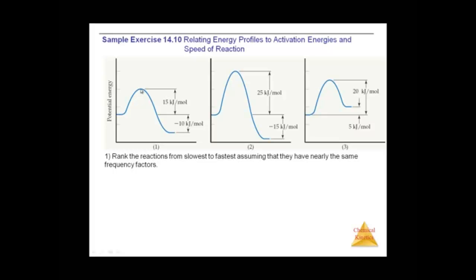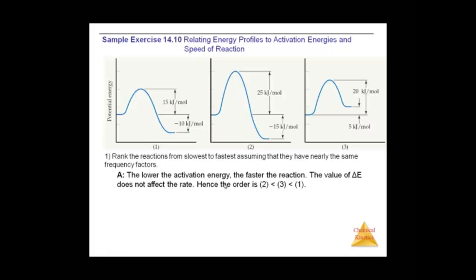So what I want to do is look at what it's going to take for me to get over the hump. Here it's going to take 15 kilojoules. Here it's going to take 25 kilojoules. And here it's going to take 20. So this should be the fastest, and this should be the slowest. Let's see. So the lower the activation energy, the faster the reaction. Hence the order is 2 is the slowest, 3 is the second slowest, and 1 is the fastest.